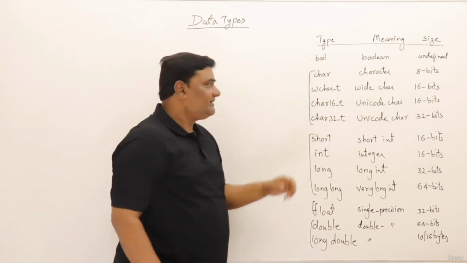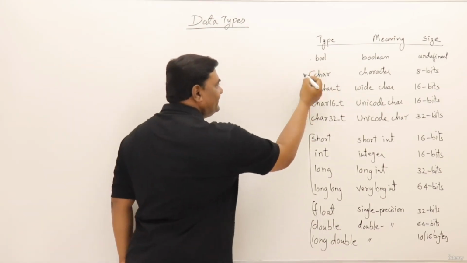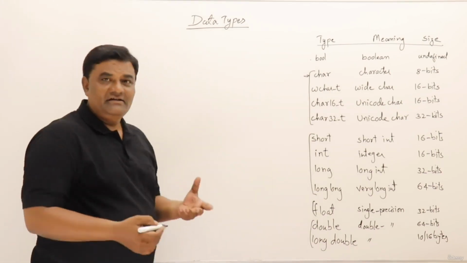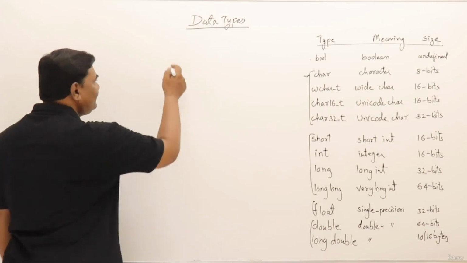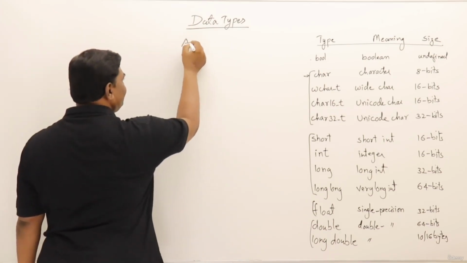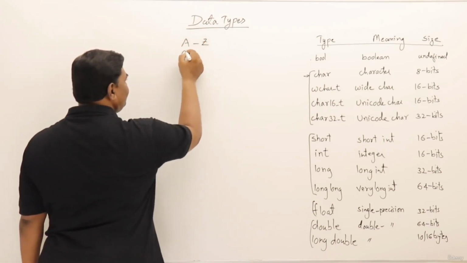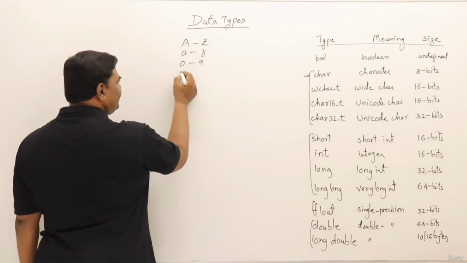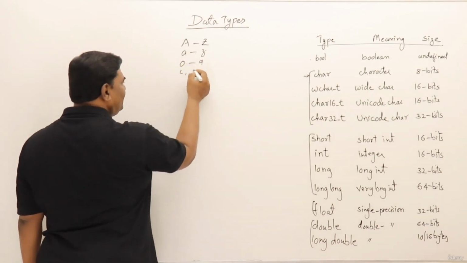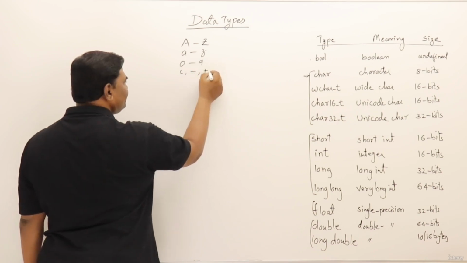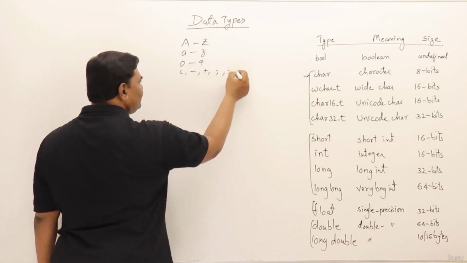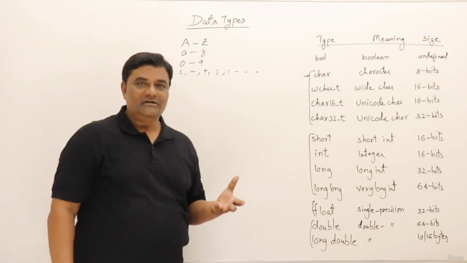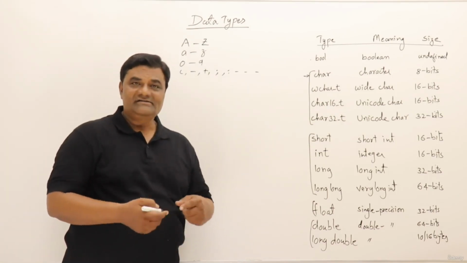Let us talk about character type. In that, this is the first one we will see. This is useful for storing a character. Character means any English language alphabet. So what are the characters that are there in character set? Capital A to capital Z and small a to small z, and the digits from 0 to 9, and other special symbols like bracket, comma, minus, plus, semicolon, colon, and so on. All the characters that are there on the keyboard come under English alphabets, that is character set.